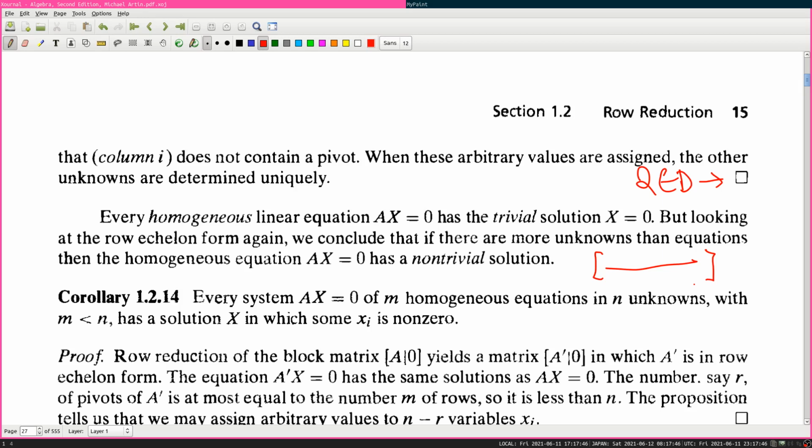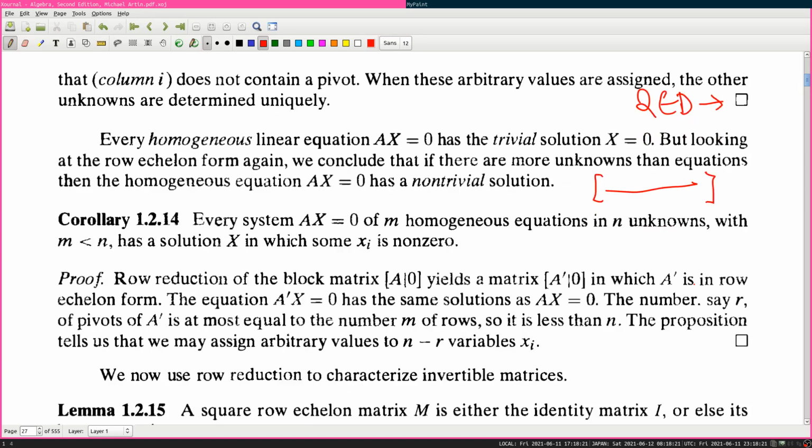Corollary 1.2.14. Every system AX equals 0 of m homogeneous equations and n unknowns, with m smaller than n, so there are more unknowns than equations, has a solution x in which some x sub I is non-zero. So what this means is that you have more degrees of freedom than there are dimensions. And so you can choose the values of your degrees of freedom so that they cancel out. Okay, let's look at his proof.